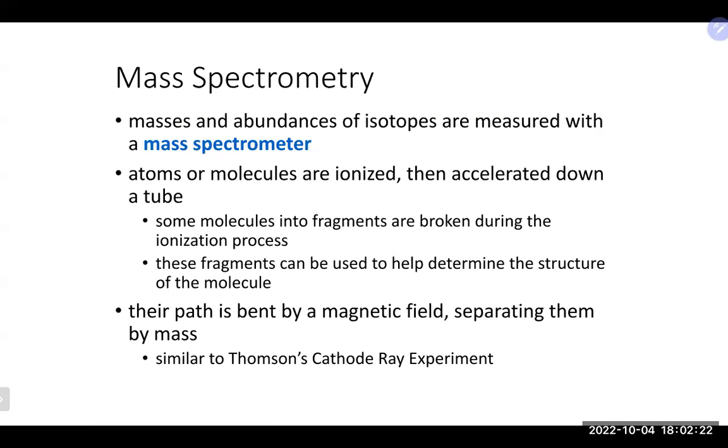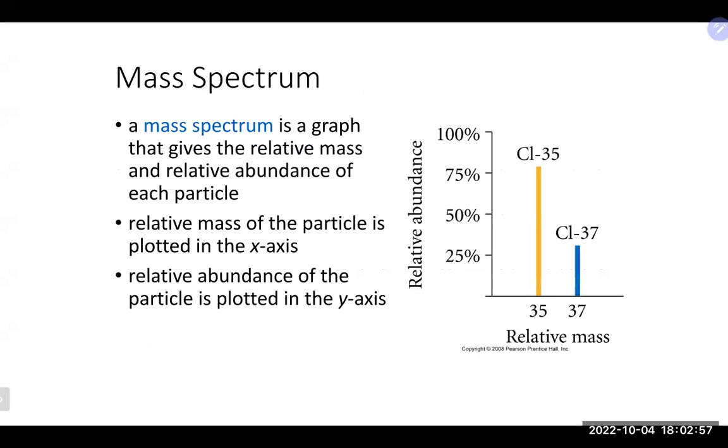Now, how do we figure out the masses of these isotopes and their relative abundance? One way is to use something known as mass spec. Mass spec basically has atoms that are ionized. They're sent down a tube. They go through an electrical and magnetic field, and they're basically separated out by fragments of size. Some molecules are broken down in the ionization process. It gets bent, and it separates out on the graph based on their masses. And this is a mass spec graph.